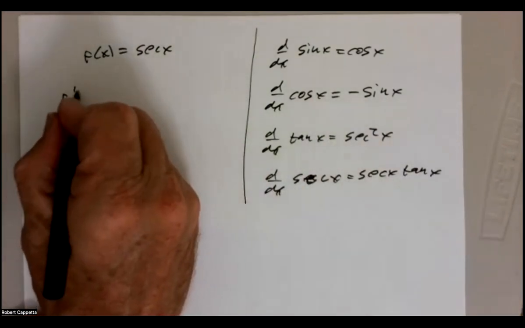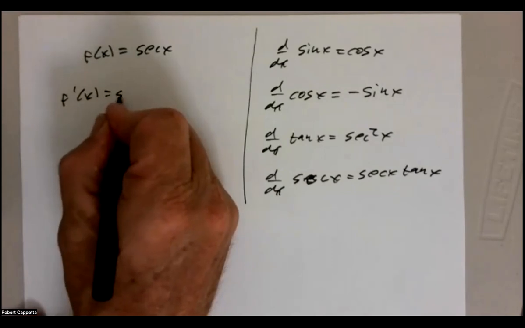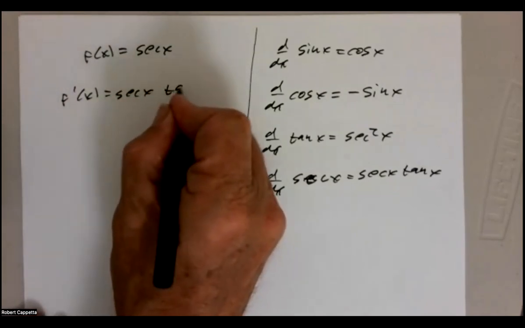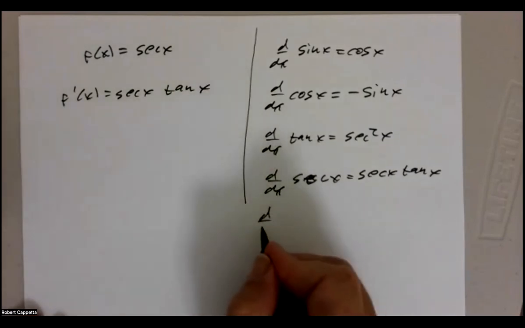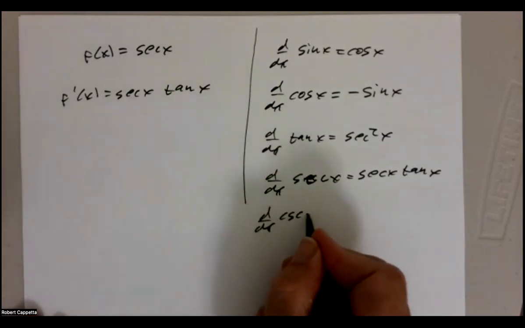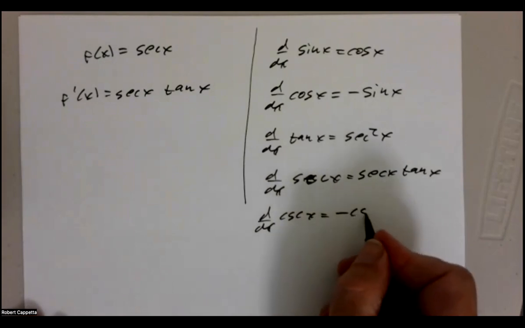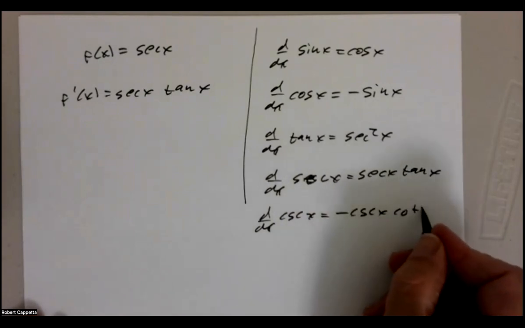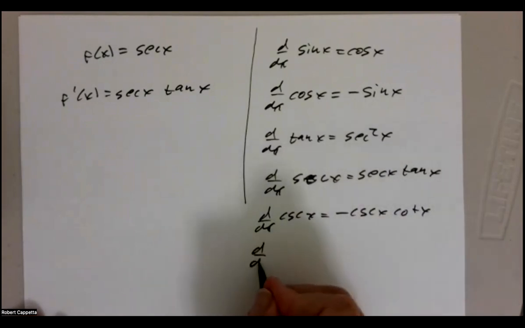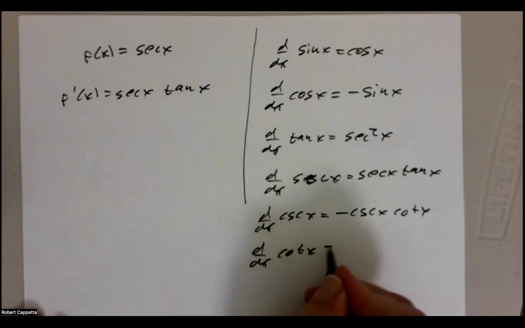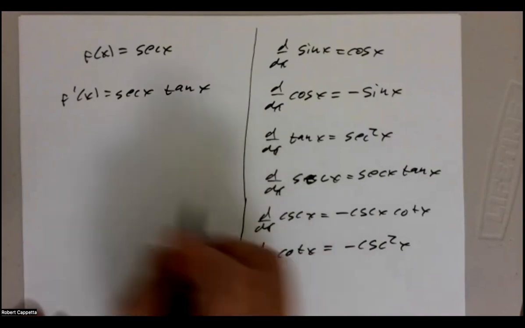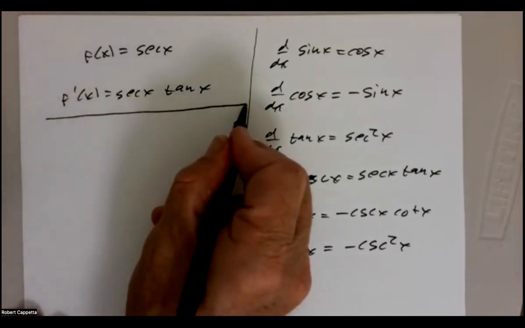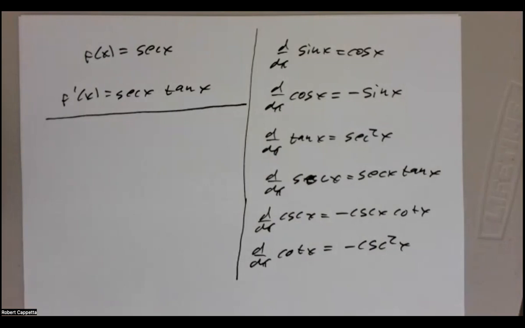So f prime of x here, the derivative of secant x, is sec x tan x. But what are the other ones? The derivative with respect to x of cosecant x is minus cosec x cotan x. And then the derivative of cotangent x is minus cosecant squared x. So these should be memorized. But now to get the second derivative, I'm going to need to use what? I'm going to need to use the product rule.